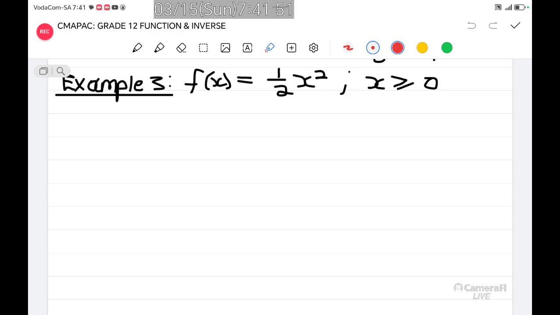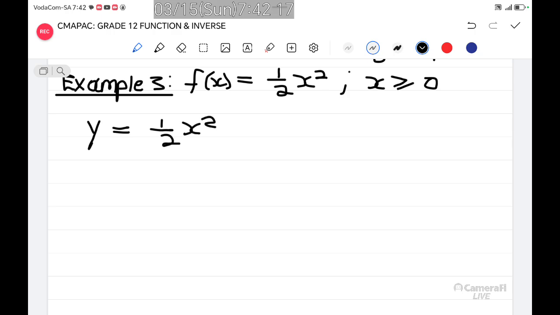So now we want to determine the inverse of f of x, which is equal to 1 over 2x squared, where the domain is restricted such that x is greater than or equal to 0. So now, how do we determine the inverse? Remember, f of x is the same as y equals 1 over 2x squared.